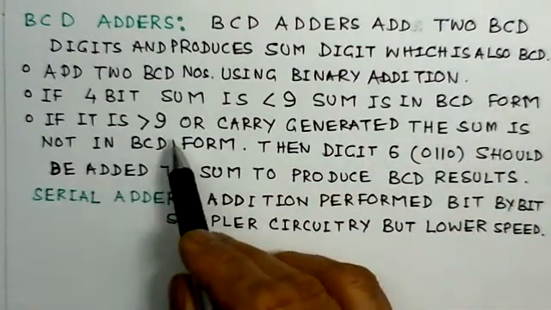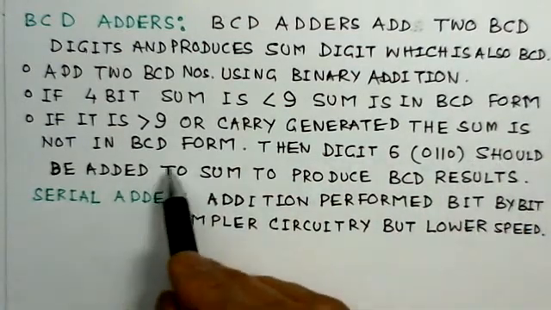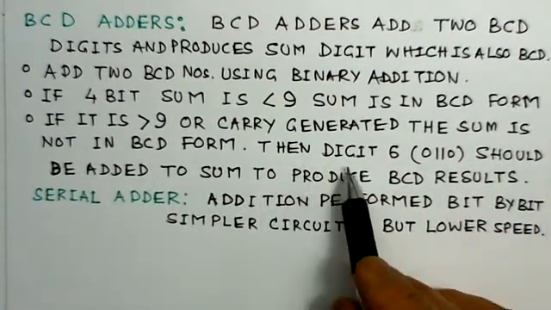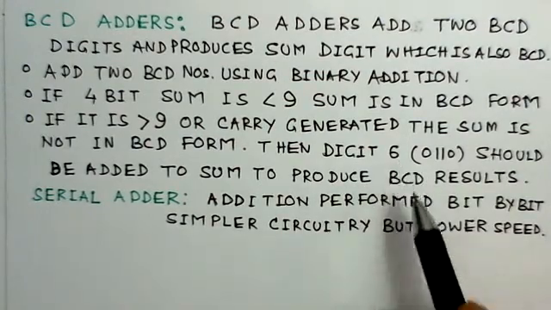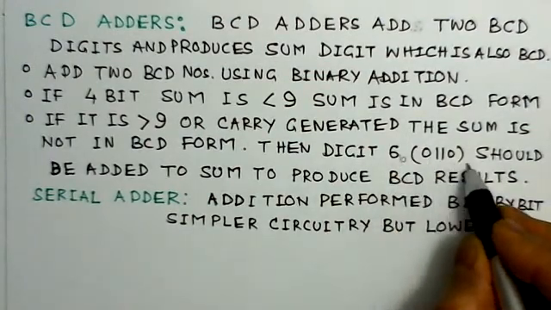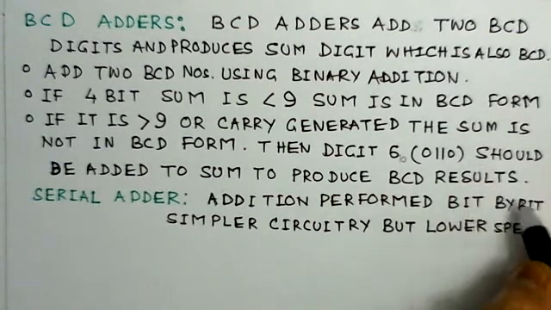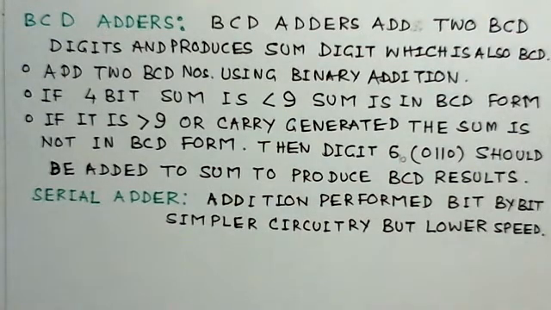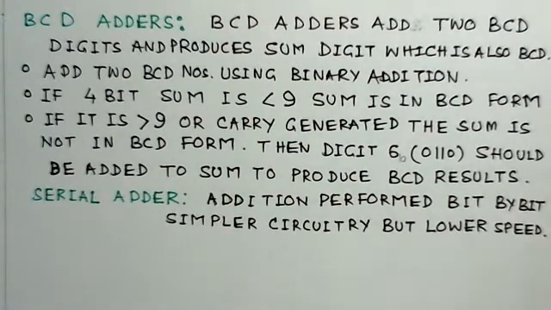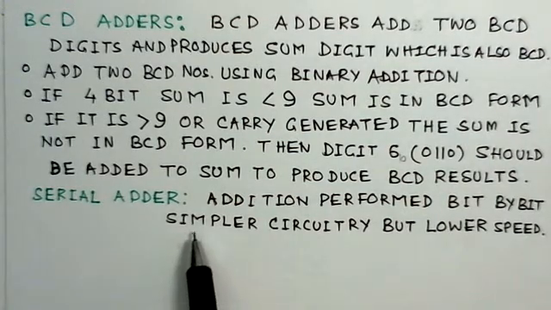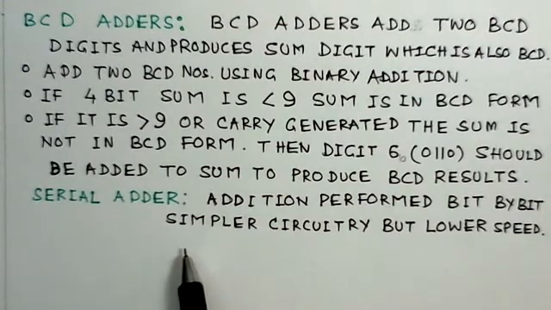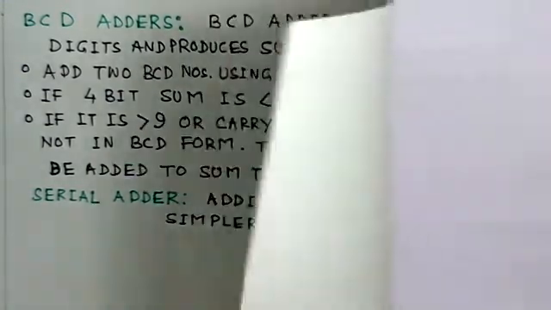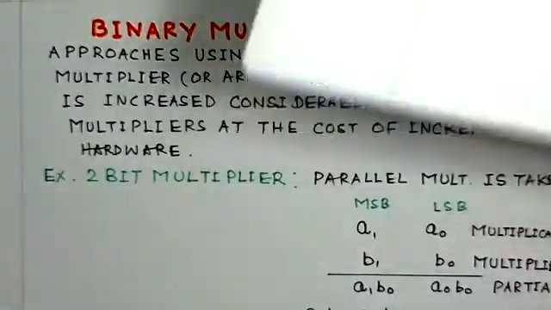If it is greater than 9 or a carry is generated, the sum is not in BCD form, and then it has to be converted to BCD form. For that we add a digit 6 decimal. This 6 decimal, or 0110, should be added to the sum to produce BCD results. And then the serial adder, where addition is performed bit by bit, has simpler circuitry but the speed would be lower. In the case of a serial adder, you can perform the addition bit by bit, but the speed would be slower as compared to parallel adders.